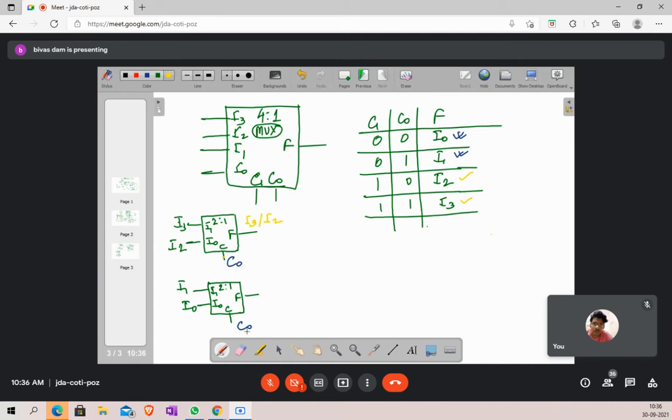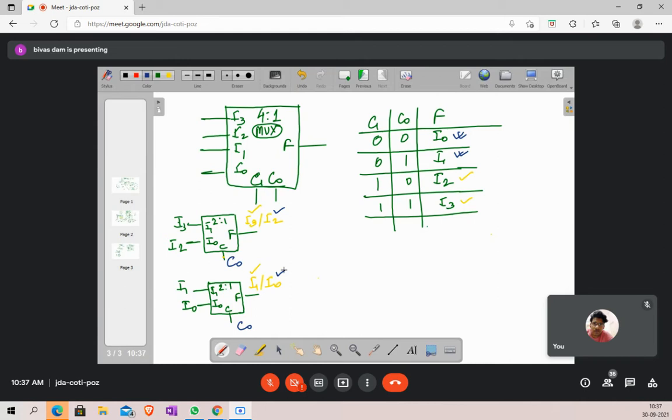Similarly, I have connected C0 here also. So, depending on the value of C0, I am once again getting I1 or I0. When C0 is equal to 1, I am getting I3 and here I am getting I1. And when C0 is equal to 0, here I am getting I2 and here I am getting I0.